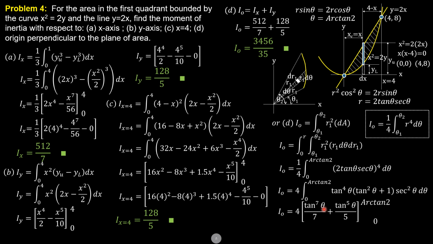If we replace theta, which is arctan of 2, tangent of arctan of 2 is simply 2. So that becomes 4 quantity 2 to the 7 over 7 plus 2 to the 5 over 5 minus 0, arctan of 0 is 0. So using your calculator and evaluating this, IO is equal to 3456 over 35. So that's it for this video.